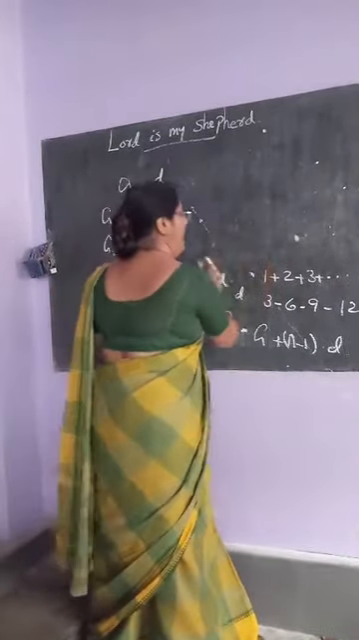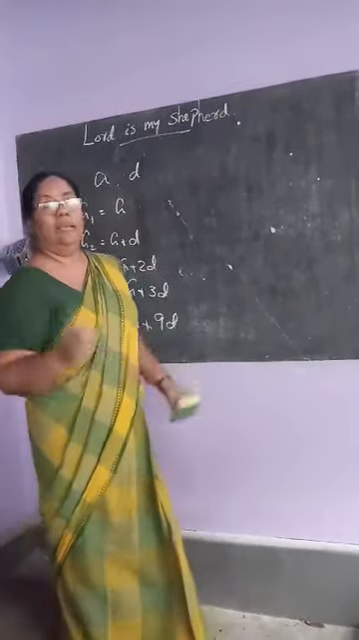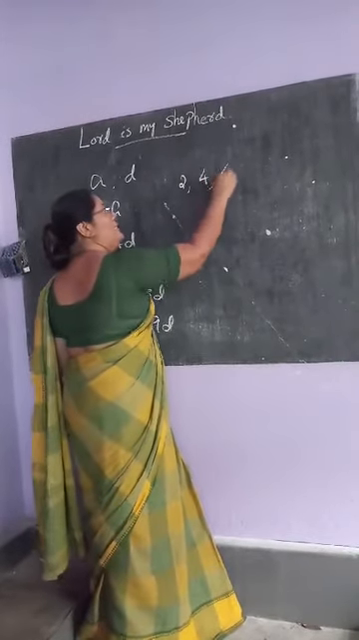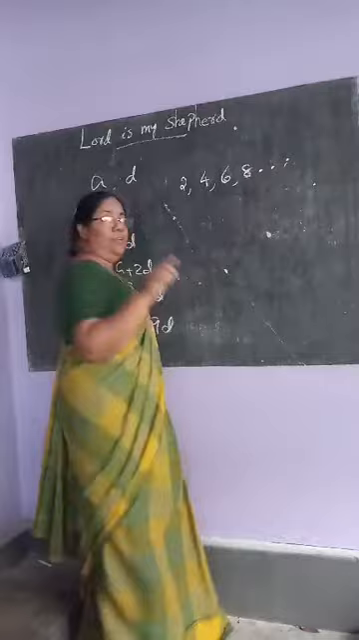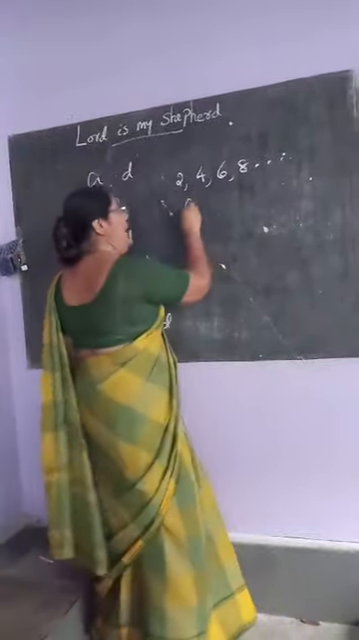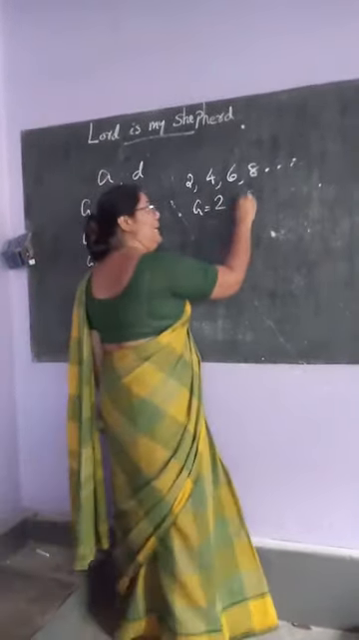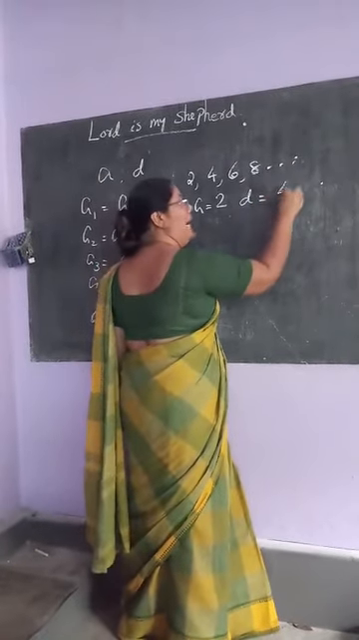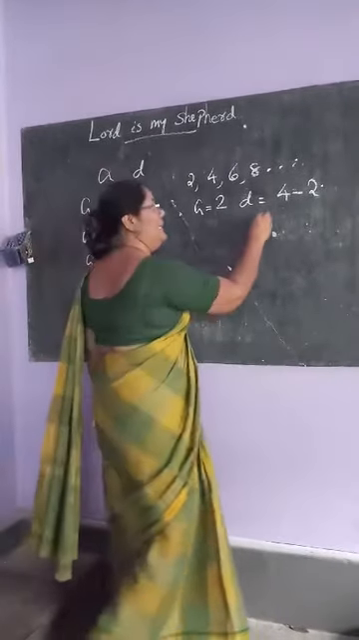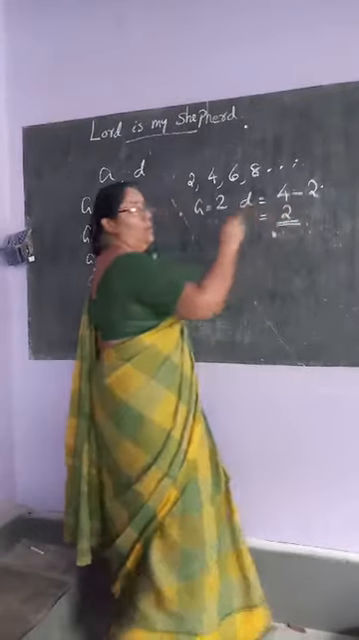Now, our aim is to find the nth term. For example, 2, 4, 6, etc. How can you check whether this is an AP or not? For that, here A is equal to 2. How can you find D? D means second term minus first term. What is second term minus first term here? 4 minus 2, that is equal to 2.